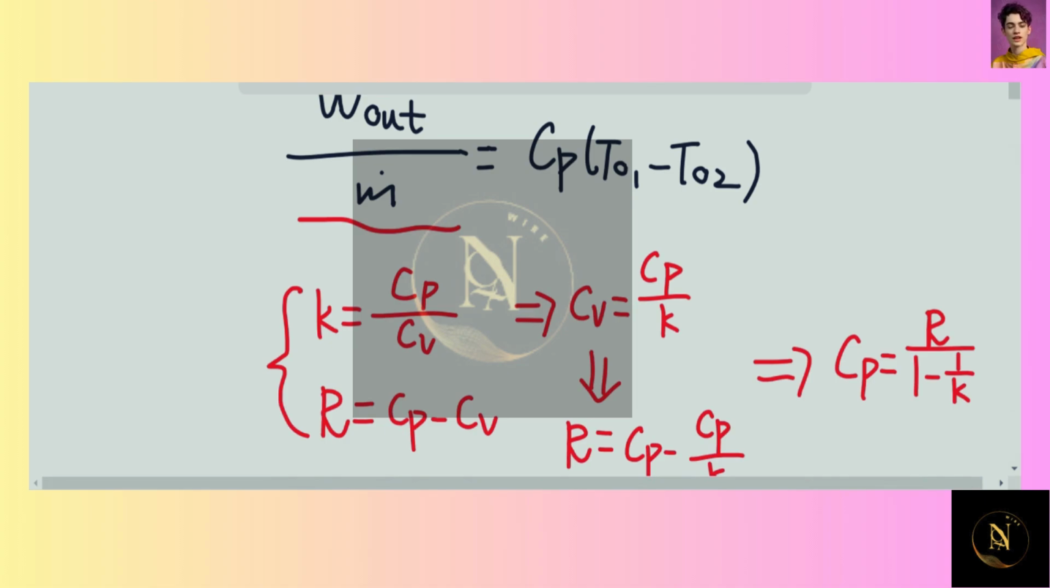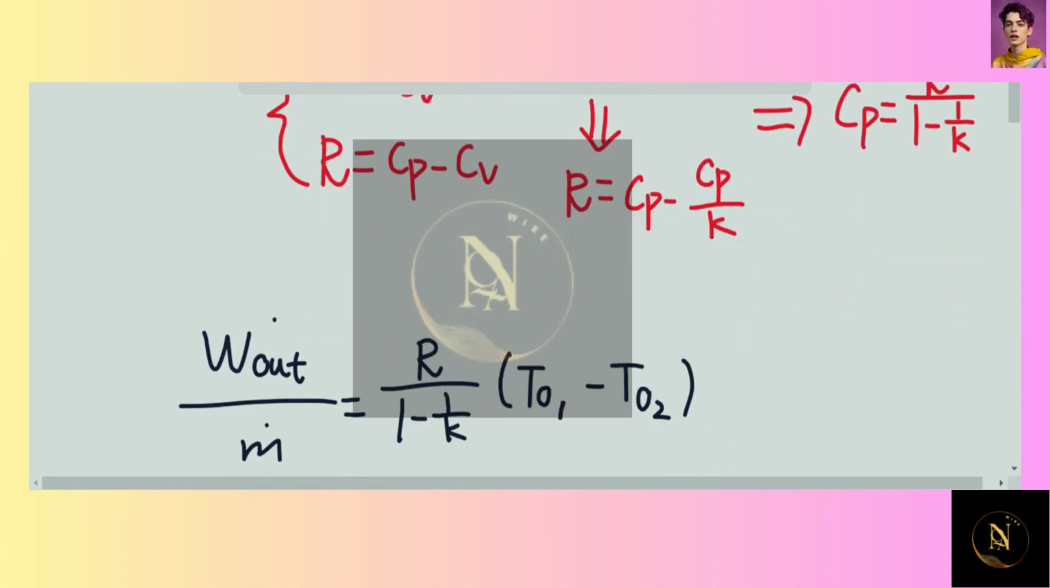So we know the specific heat ratio K is equal to Cp over Cv, and we know Cv is the specific heat at constant volume. And the gas constant R is equal to Cp minus Cv. So if we do some rearrangement here, eventually we'll have Cp equal to R over 1 minus 1 over K. Therefore, we have W dot over m dot is equal to R over 1 minus 1 over K times T01 minus T02.